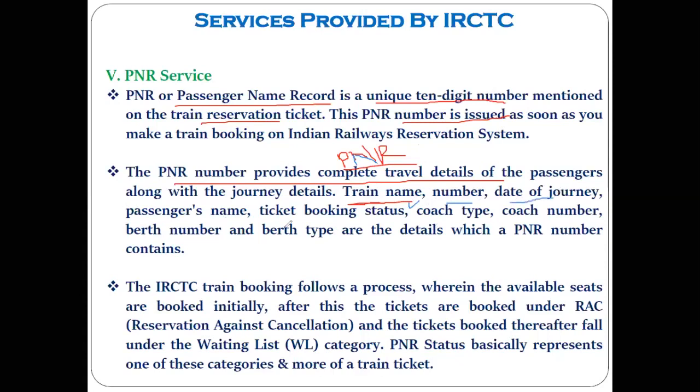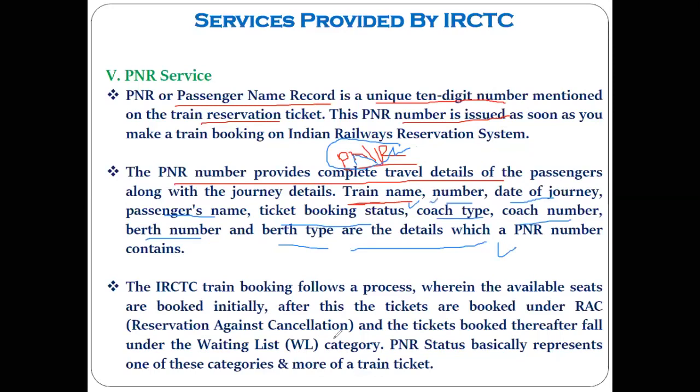So passenger names, ticket booking status, coach type, coach number, seat type, all this information used to be there on your ticket. You can get all this kind of information utilizing the PNR number. Understood? If you want to know about all this information, you can get it by using this PNR number. You just have to go to the IRCTC site and enter the PNR number there. You will get all this kind of information.